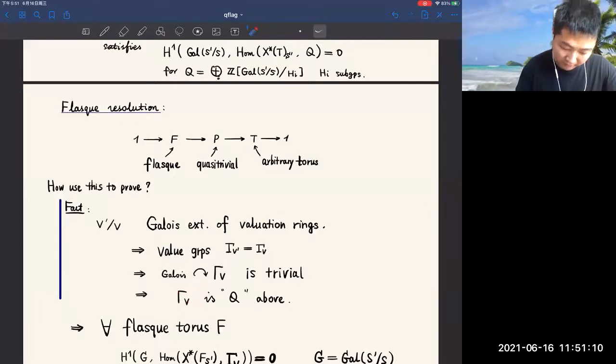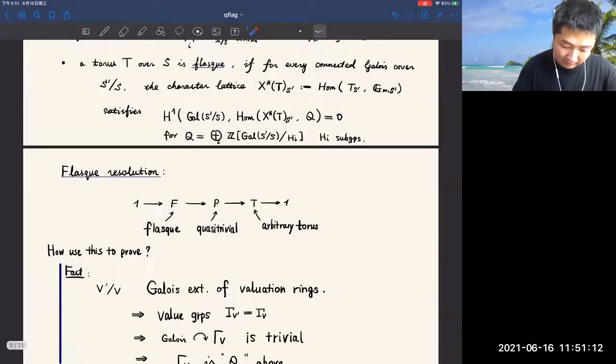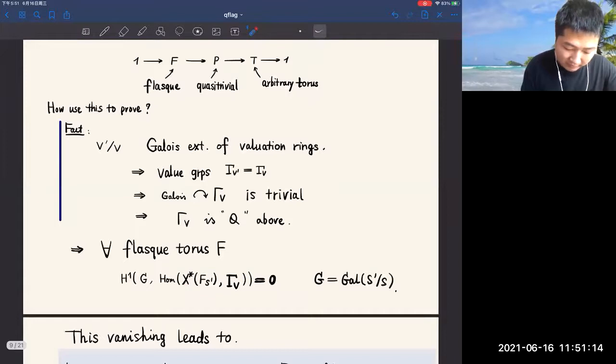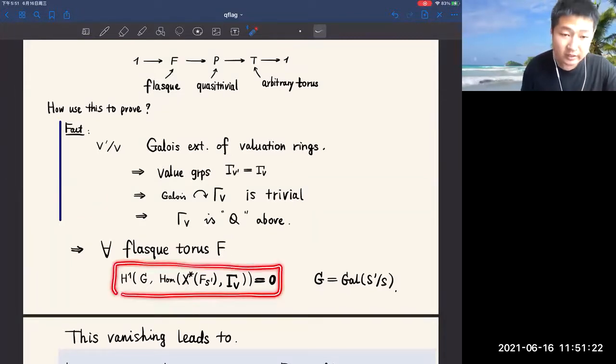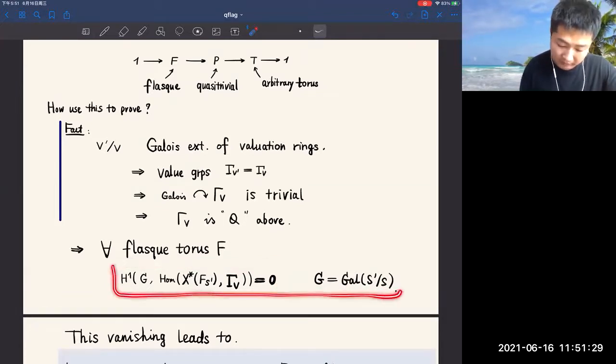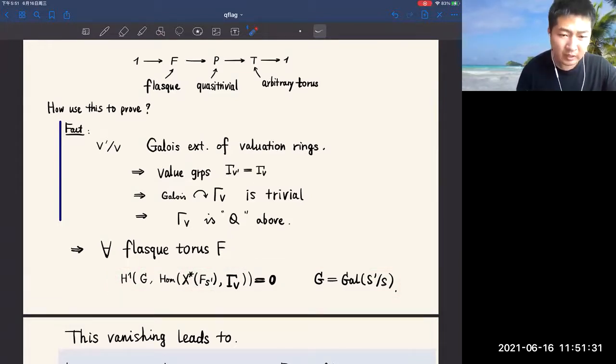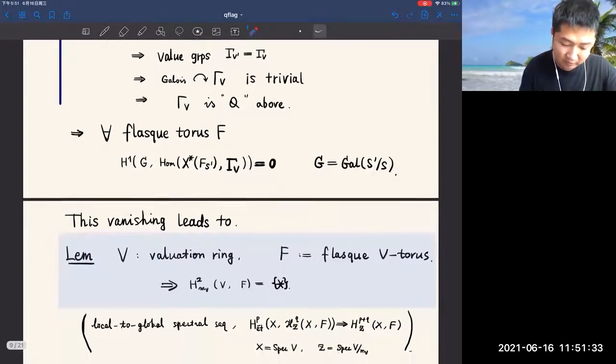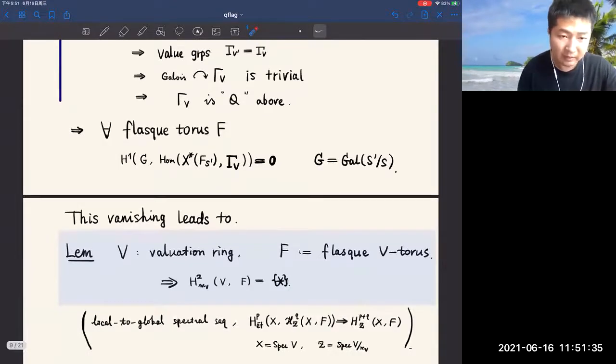So we can plug this value group in here, and we obtain a basic example. For every flasque torus F, this cohomology is trivial for the Galois group. So this is the basic example. This vanishing in fact leads to our lemma.